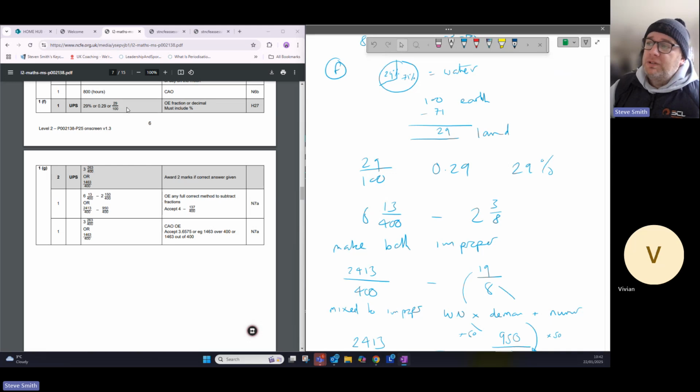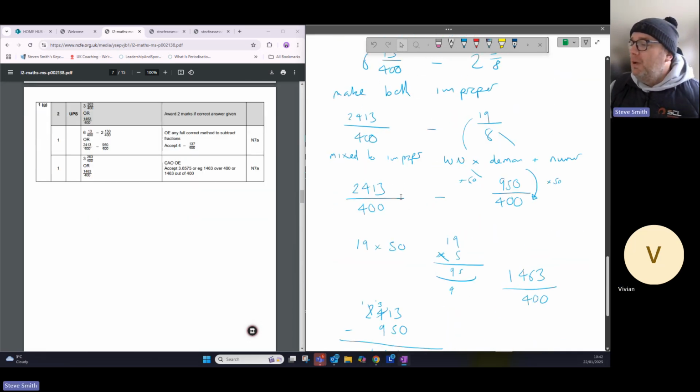That's fine. Look, it says we'll accept fraction or decimal. And it's only worth 1 mark. So if you just wrote 29, then you would not have got the mark. But because you write 29 over 100, that's perfect.